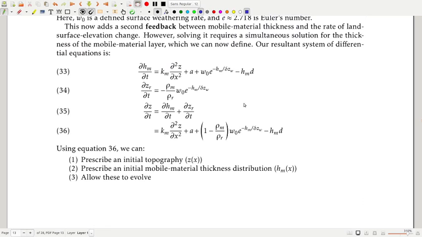So this here now actually adds a second feedback. We already had this dissolution feedback between the mobile material thickness and the height of the surface of the landscape. This adds the second feedback. So let's see what we have here. We have this thickness of mobile material over change in time, and once again, creep, aeolian, weathering, and over here on the right-hand side is the dissolution.